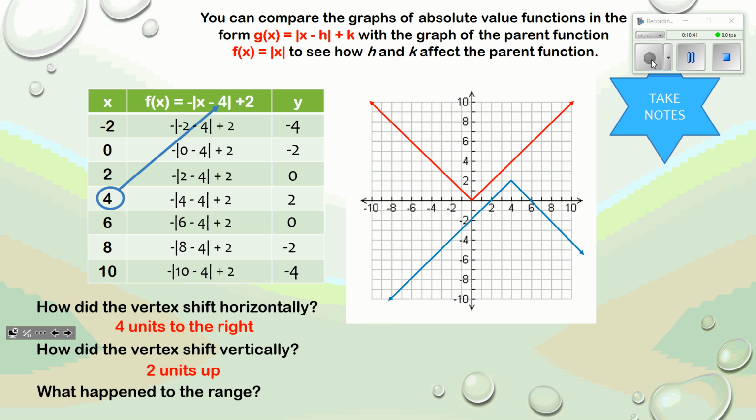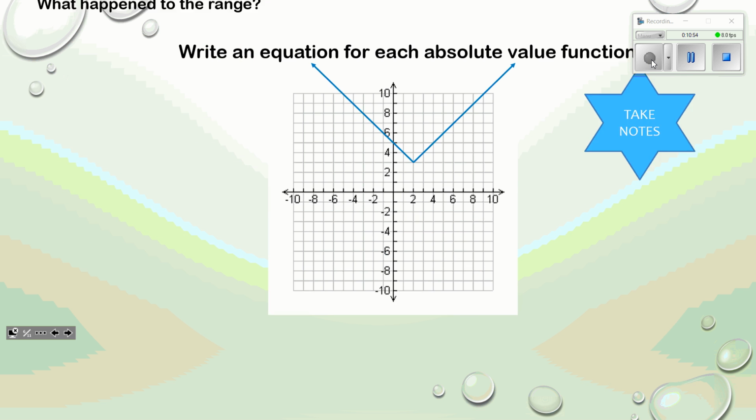What happened to the range? Well, the range on the parent function was y is greater than or equal to 0. In this one, the range is going to be y is less than or equal to a positive 2.